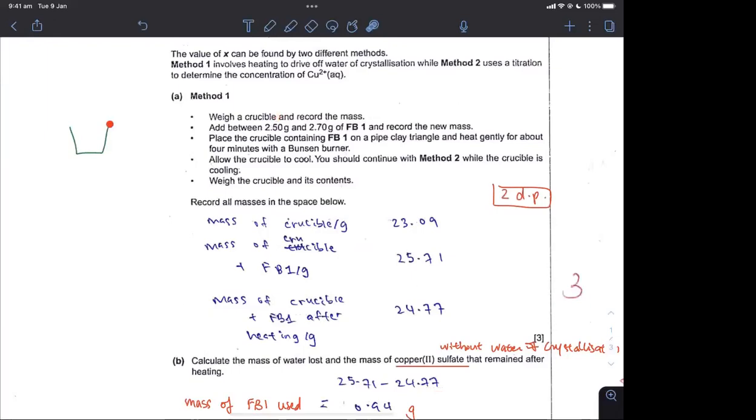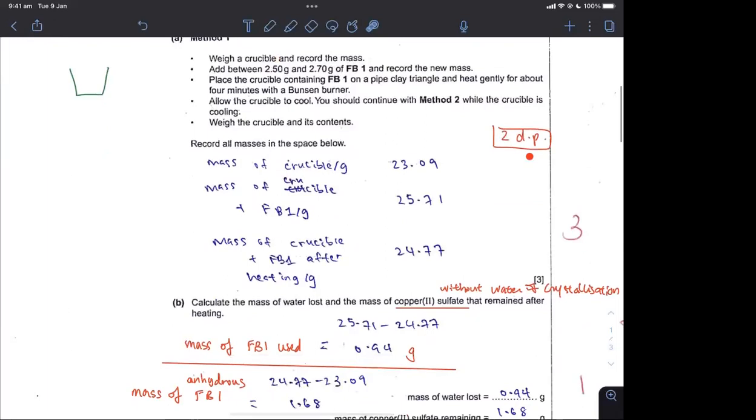If they don't ask you to weigh with a lid, don't put in the lid. So you will level. Make sure you have units. Units are one of those things that you will get the marks on. And make sure it's 2 decimal places, because on your mass balance, they will measure 2 decimal places.